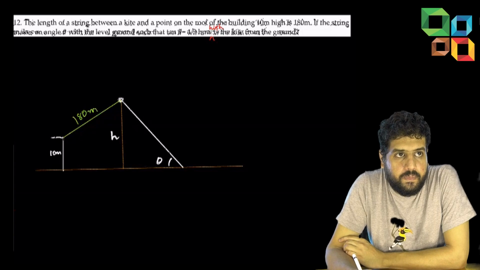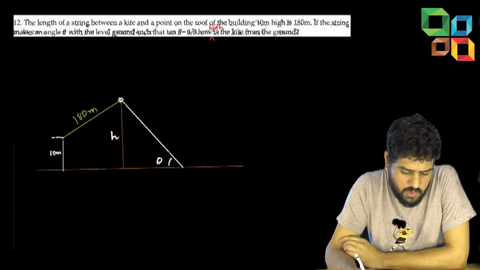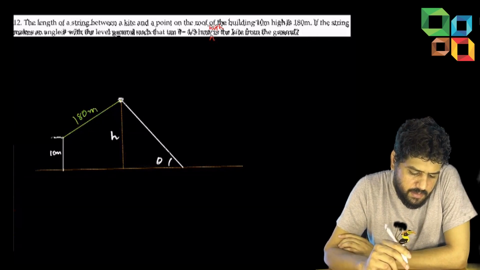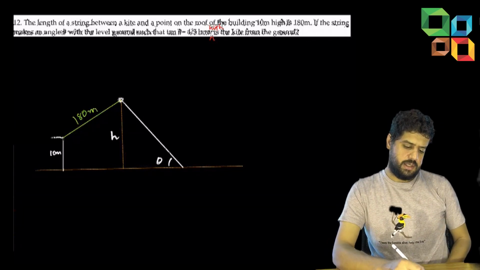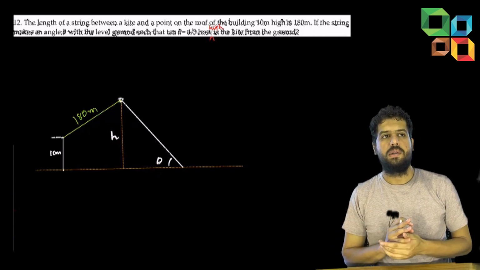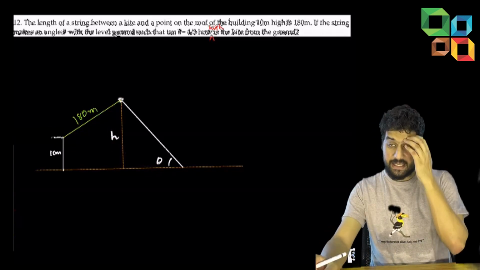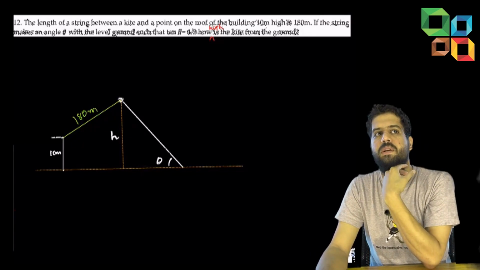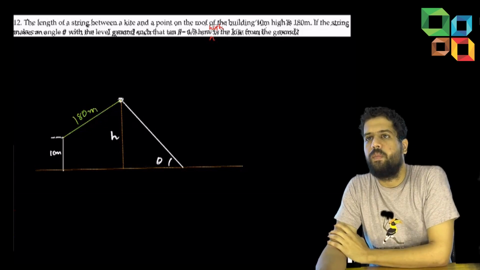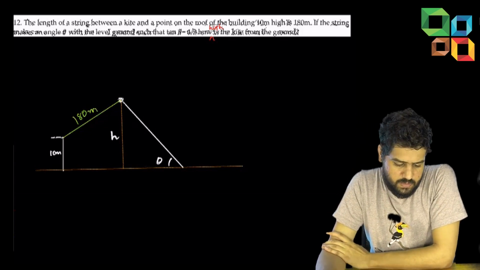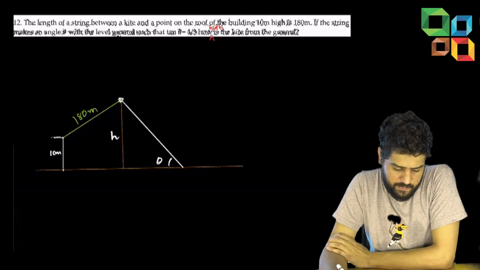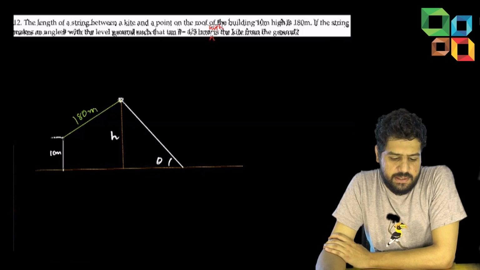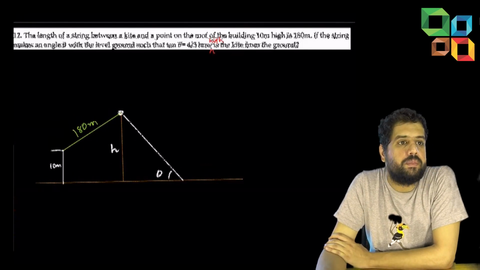Okay. So the string makes an angle theta. This angle is theta. Tan theta is given. You need to calculate this height. Looks easy. Please try this. Height h is also not variable in the previous question, Stuti. That is also a constant. This is a simpler question. Please try this.